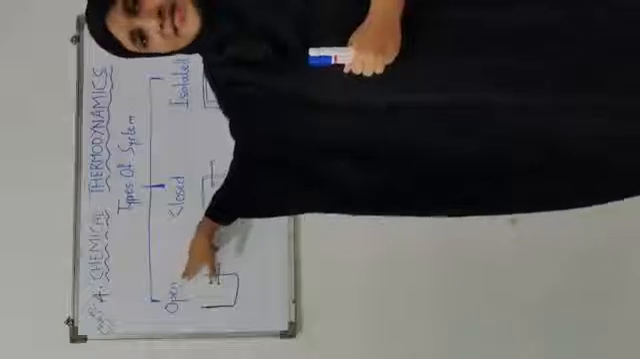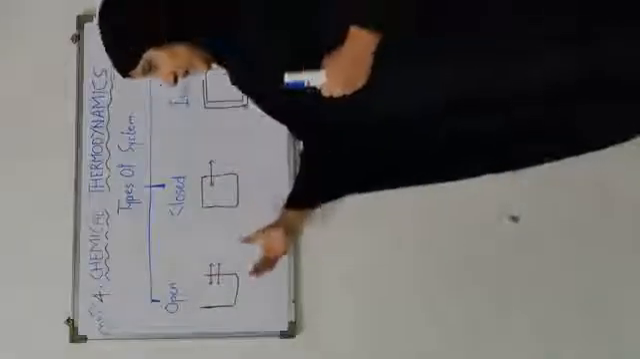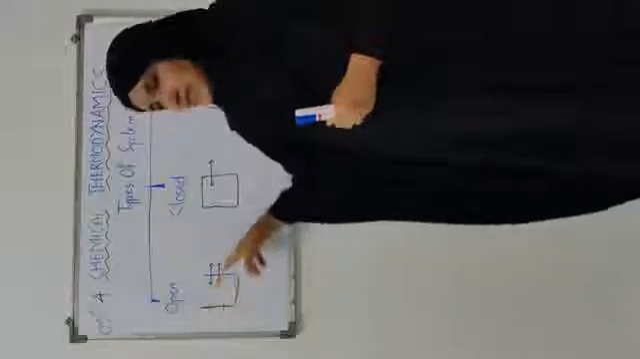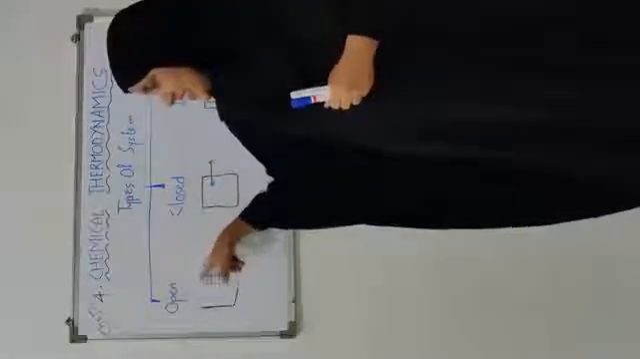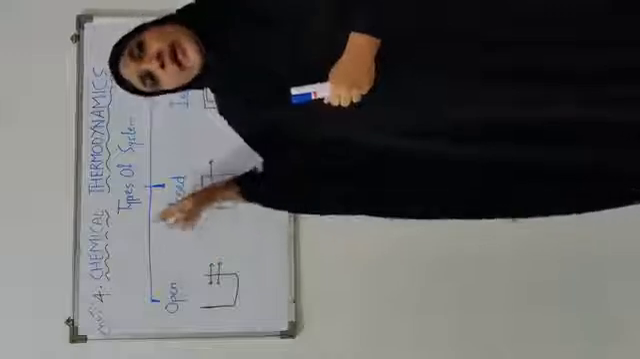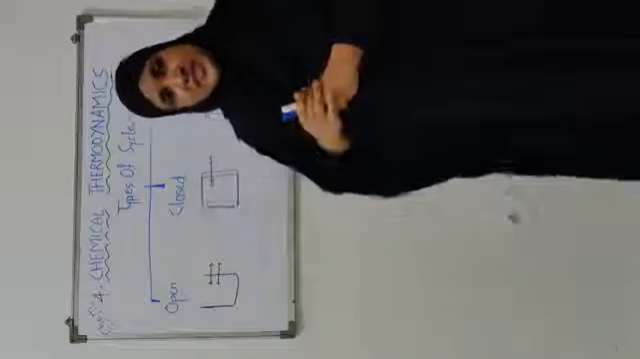Now you can see I have given 3 types of system. First we will discuss open system. I have made a beaker here. Now in open system, the system is open to exchange matter and to exchange energy with the surrounding.